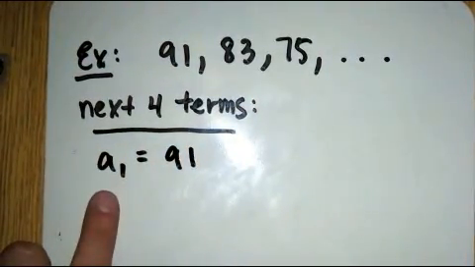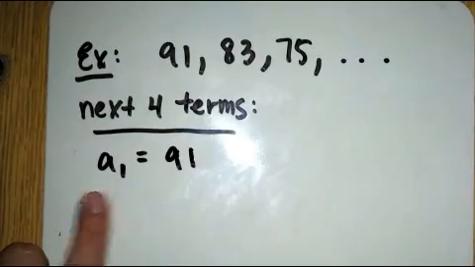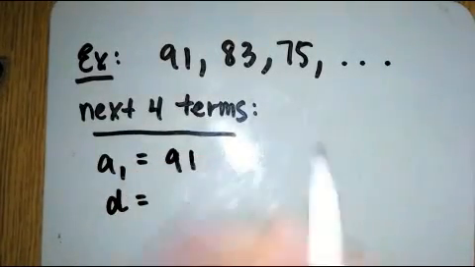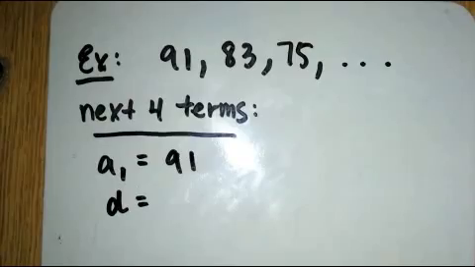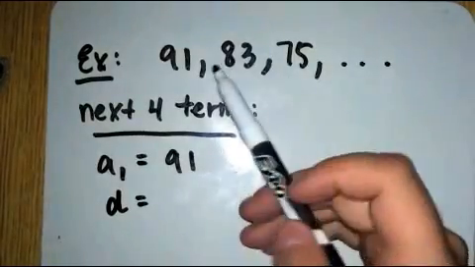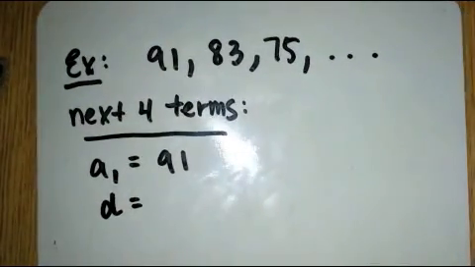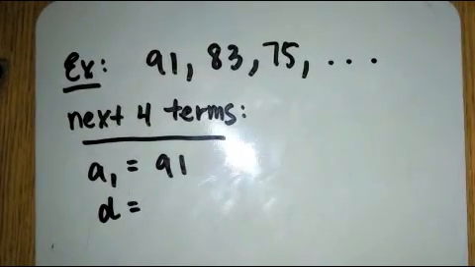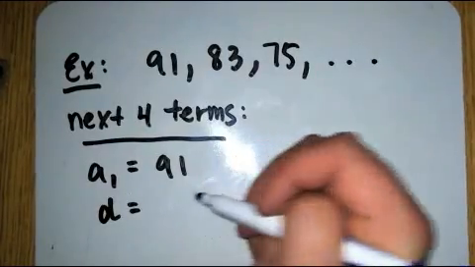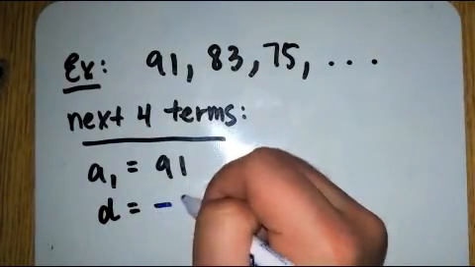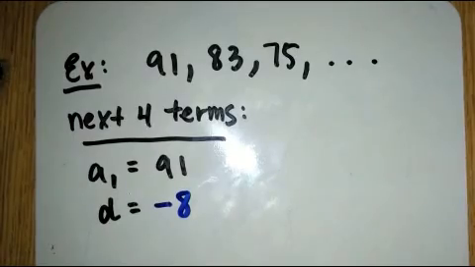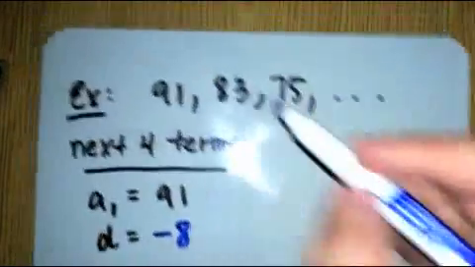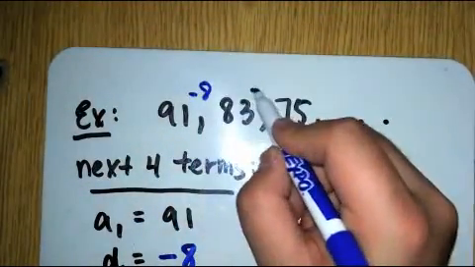A sub 1 meaning, again, the first term in the sequence. D meaning our common difference. What is the common difference that you see here? How am I going from 91 to 83? Okay, and the answer is we're not actually adding anything this time, we're taking away, right? And that's okay. The common difference can be negative. So in this case, I believe we are subtracting 8 from each term. Okay, so again, minus 8, minus 8.